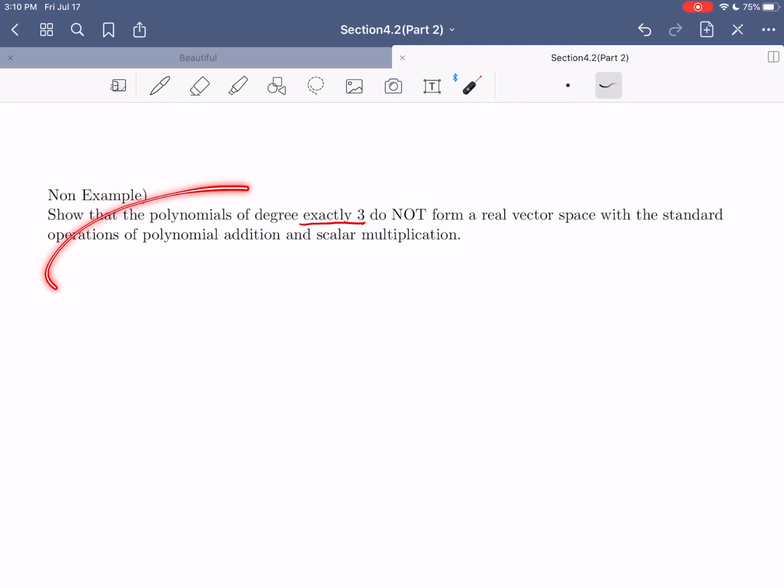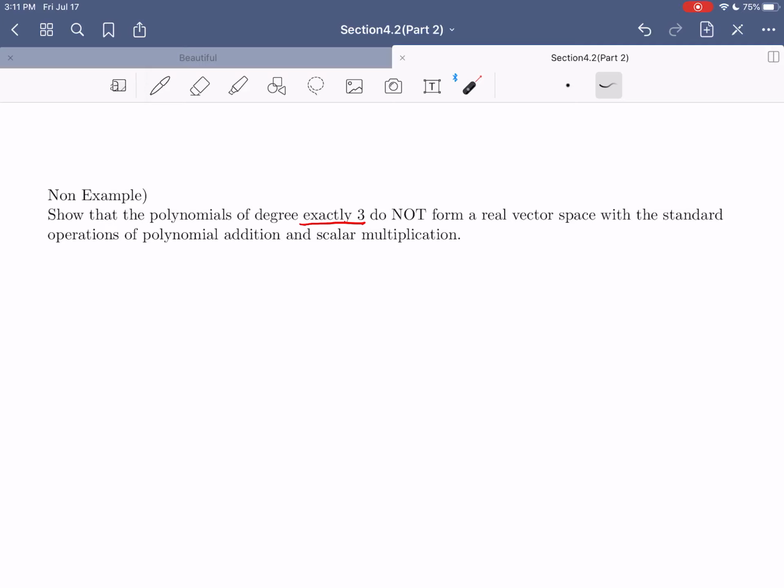So this is basically the same as the previous example, but the big difference is that now the polynomials have to be degree exactly 3, whereas in our example it was 3 or less. Now, when you need to show that something is not a vector space, all that means is that you need to find a single counterexample to a single property. So one example where one property fails. As soon as one example of one property fails, then it automatically doesn't count as a vector space.